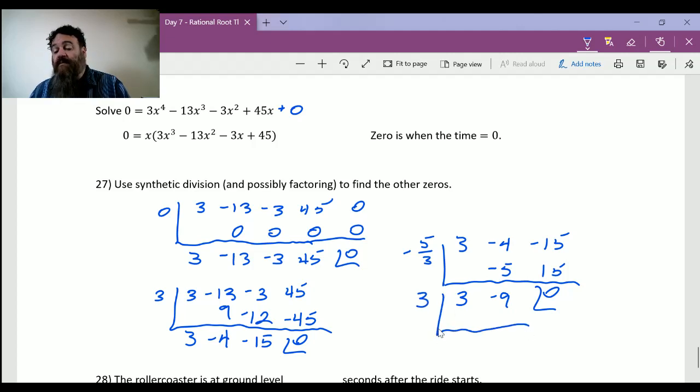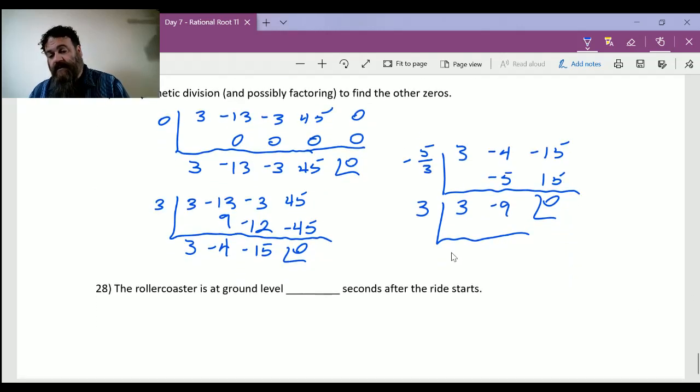And then finally, multiplicity again. This is 3x minus 9. That means 3 is going to work again. And there we go. The roller coaster is on ground level 3 seconds after the ride starts. And I believe that's the end of that one. So guys, that is using the rational root theorem. Hopefully that was helpful for you.